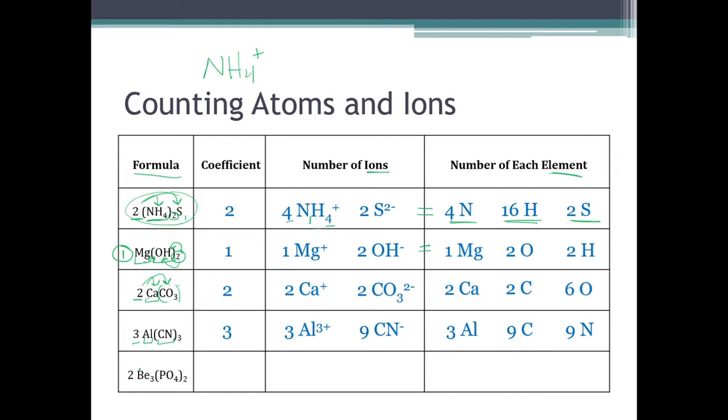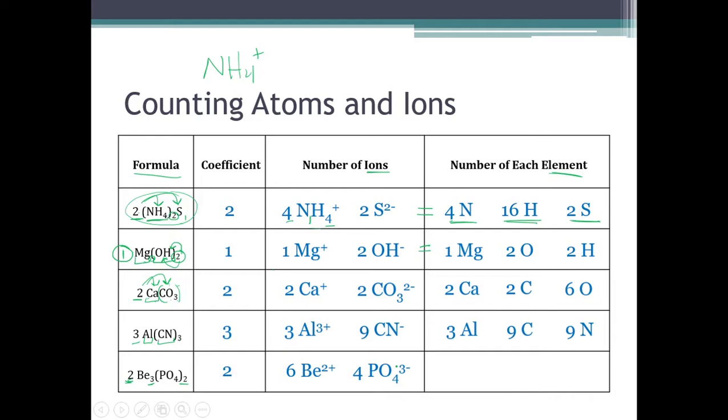And then take another look at the last row, see if you want to change anything before you check your answers. Here we go. On your last row, the coefficient out front, that's a 2. So then we have 2 times 3 is 6 beryllium atoms, and 2 times 2 is 4 phosphate ions. 6 beryllium ions, 4 phosphate ions.